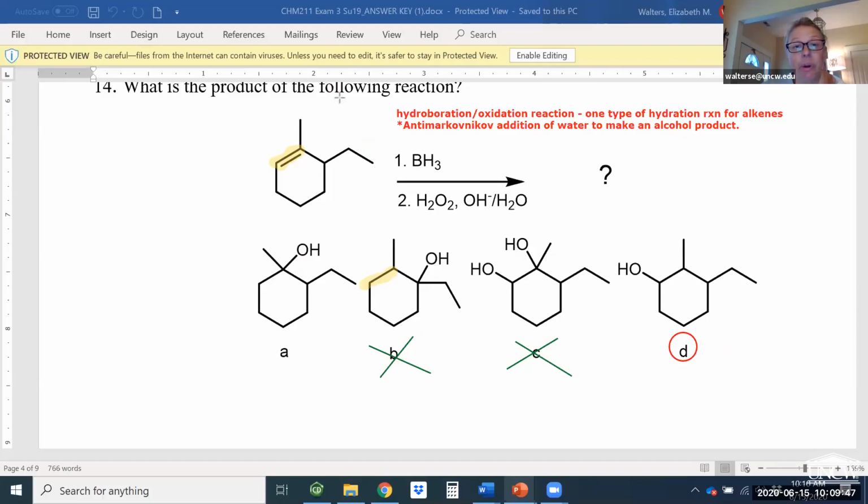It's an accurate product if your conditions were acid catalyzed hydration or, oh my gosh, the words are escaping me. Oh, oxymercuration will give you this. That's right, oxymercuration. Yep, that's right. It's the Markovnikov addition product, so this has to be your anti-Markovnikov product, which is D.